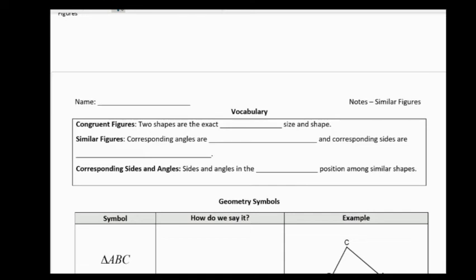In this video, we'll be talking about similar figures. So we're going to start with defining some of our important vocabulary. Congruent figures are two shapes that are the exact same size and shape, while similar figures are shapes that are not exactly the same but have a lot of features that are the same. So corresponding angles will be congruent, or the same shape and size, while corresponding sides will be proportional.